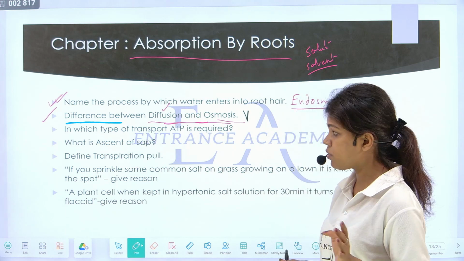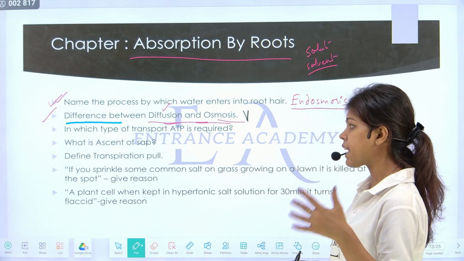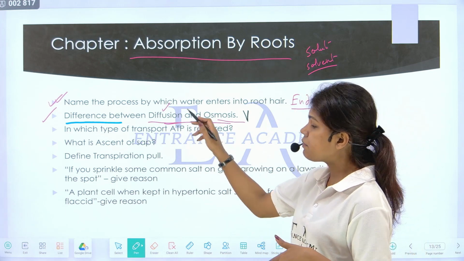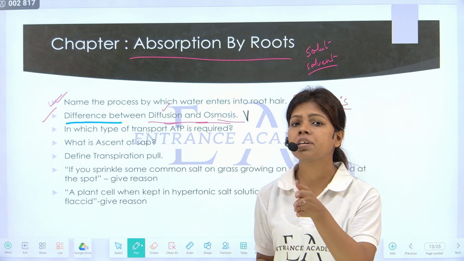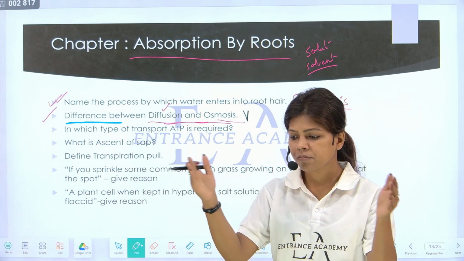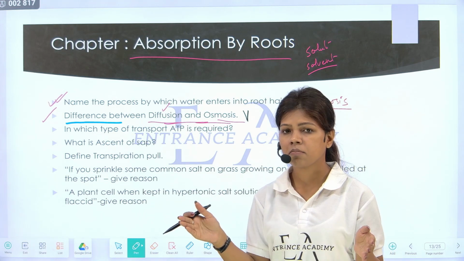This is the first difference between diffusion and osmosis. And the second one is, in diffusion, there is no separating medium between the two media.